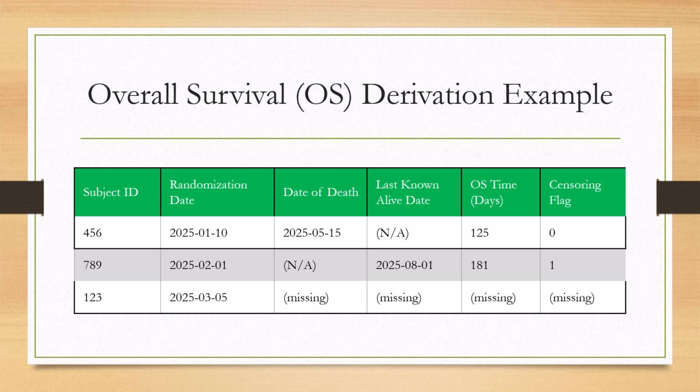Similarly, for the second subject who is alive at the end of the study and is censored, the start date for randomization is 1st February 2025 and the last known alive date is 1st August 2025.